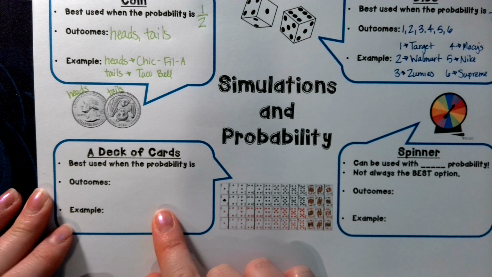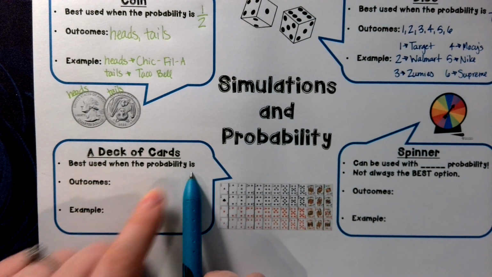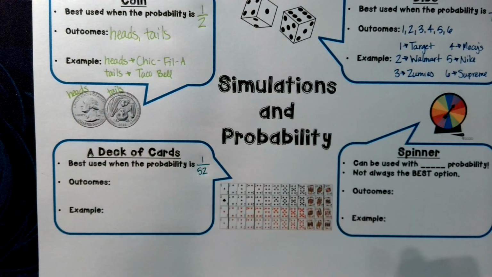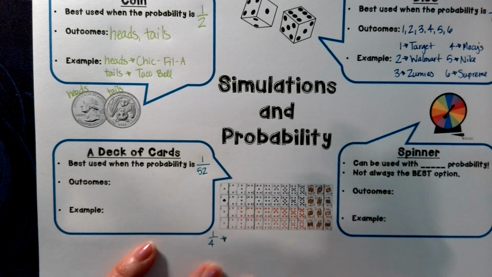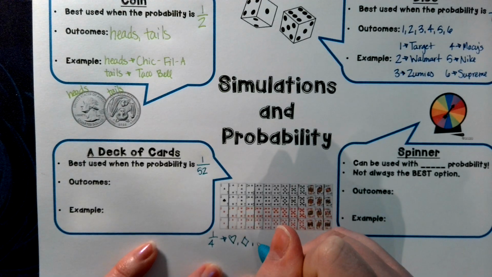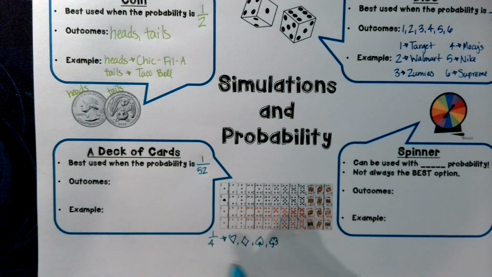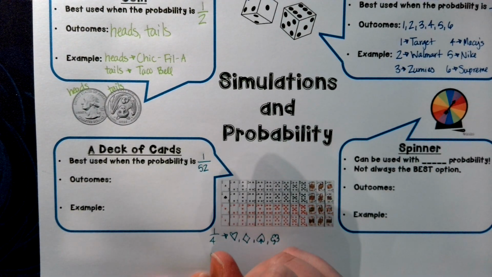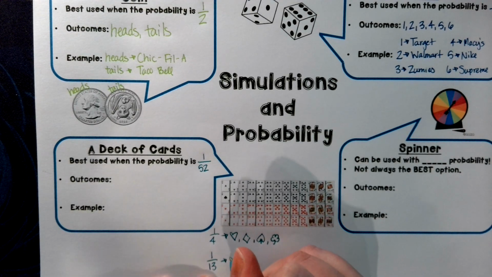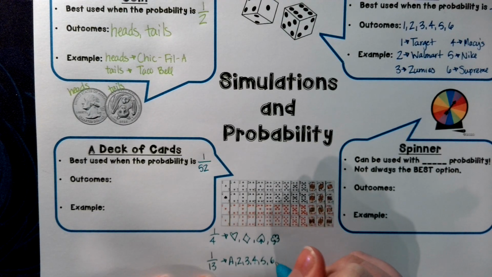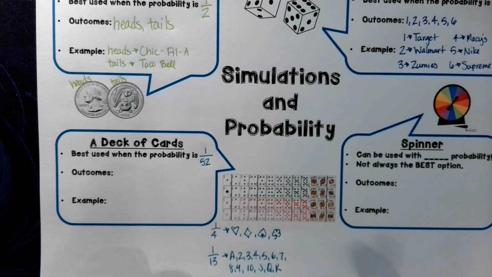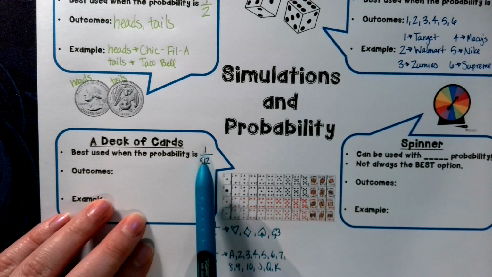Another way you can simulate probability is with a deck of cards. A deck of cards is best used when the probability is 1 out of 52. So each card has its own thing. You could also use it for when your probability is 1/4. You could have all your hearts be something, all your diamonds be something, all your spades be something, and all your clubs be something, where each one of those is a different color. You could also have it, if your probability is 1/13, where each suit is something. So your ace, 2, 3, 4, 5, 6, 7, 8, 9, 10, jack, queen, and king. They're all something different. And depending on which one of those you grab, that's what you would get. But typically, we're going to have 1 out of 52.